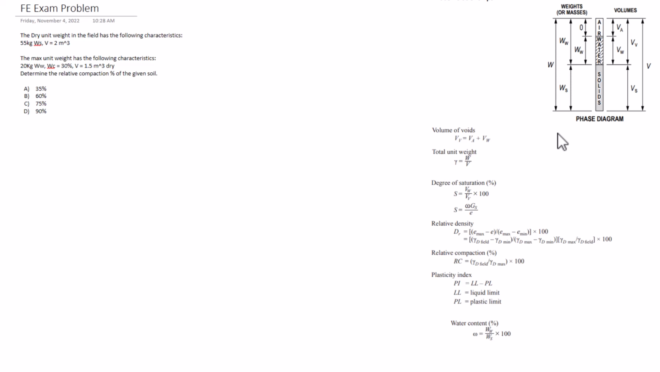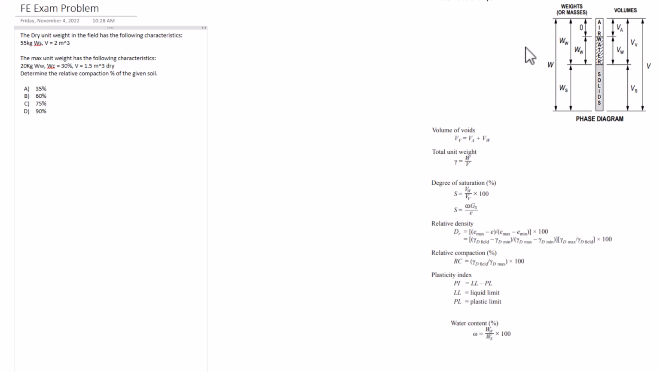So let's talk about the problem statement here. The dry unit weight in the field has the following characteristics: 55 kilogram weight of solids, and a volume of 2 meters cubed. And then the max unit weight has the following characteristics: a 20 kilogram weight of water, a water content of 30%, and a volume of 1.5 meters cubed when it's dry. Determine the relative compaction percentage of the soil. First, you're going to want to try and attempt this problem on your own and see what the answer is, and I will go into the solution.